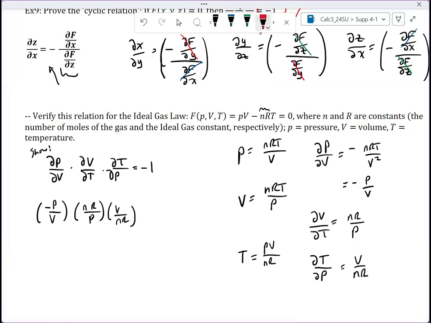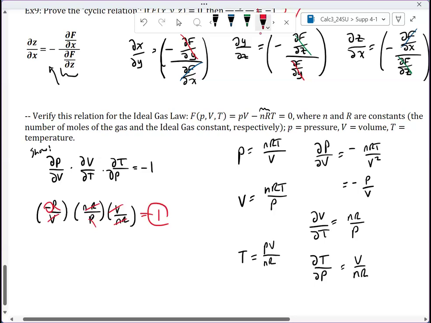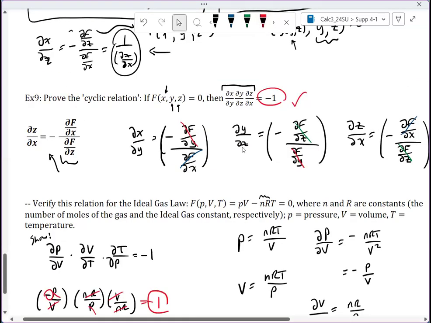And I see I get a lot of cancellation. My V's go away. My P's go away. My nR's go away. And I'm just left with -1. So I've verified this in a different way than this kind of abstract reasoning up here. I've shown, I think, pretty clearly that the cyclic relation holds in this case.